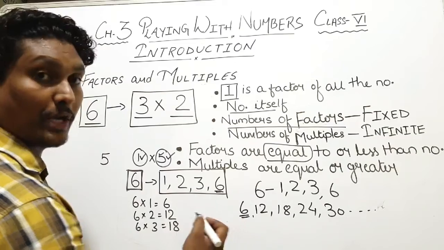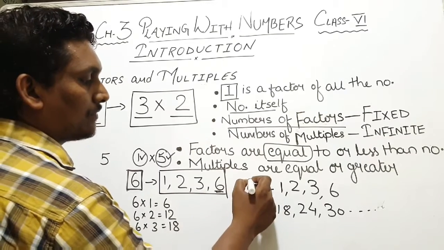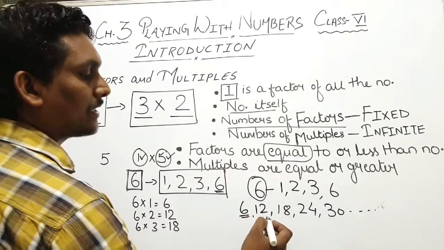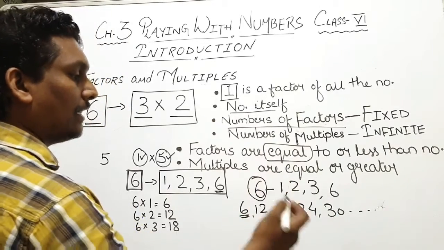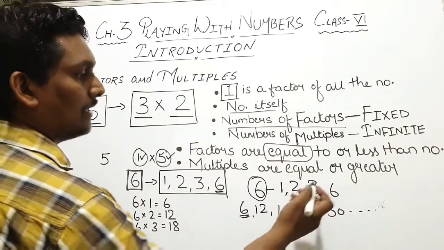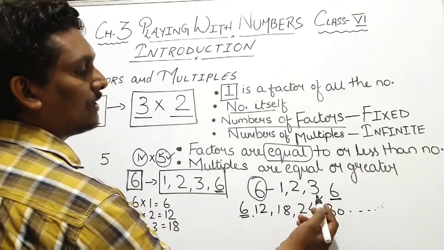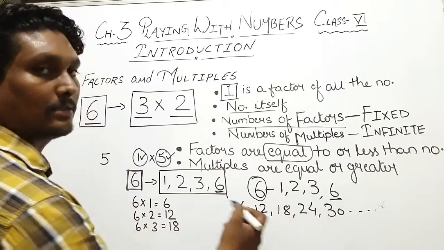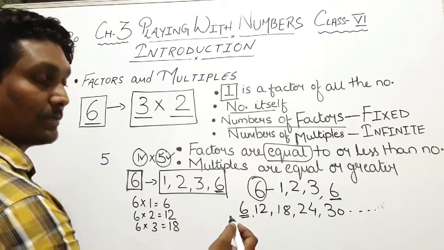Okay, so when we're talking about the multiples, for example of 6, it gets increased when we multiply the number. But when we come to the factors, till equal to 6, the other factor will be less than 6. This is the basic difference between factors and the multiples.